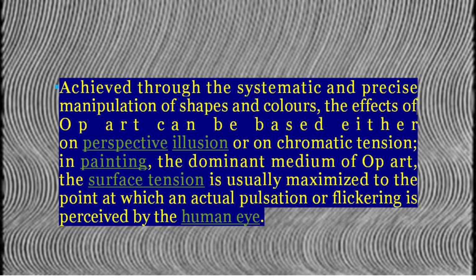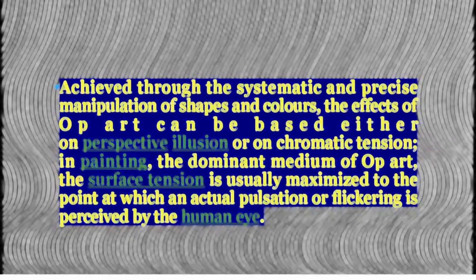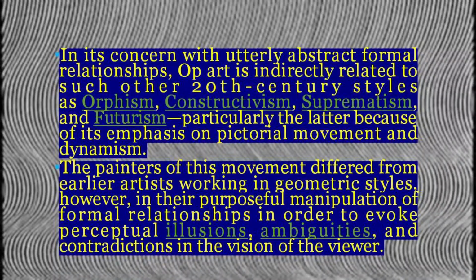In painting, the dominant medium of op art is surface tension, usually maximized to the point at which an actual pulsation or flickering is perceived by the human eye. In its concern with utterly abstract formal relationships, op art is indirectly related to such other 20th century styles as Orphism, Constructivism, Suprematism, and Futurism, particularly the latter because of its emphasis on pictorial movement and dynamism.